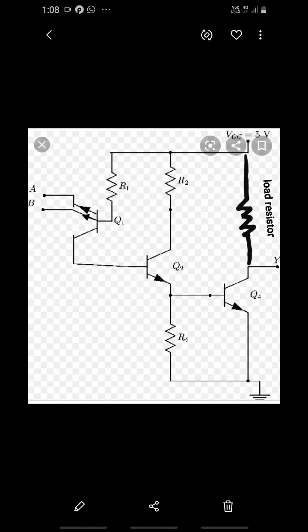Today I am explaining about the TTL NAND gate with the open collector. The circuit diagram of the TTL NAND gate with the open collector is shown in the figure. Details of the circuit: it contains three different transistors, Q1, Q2 and Q3. Each transistor has separate terminals like emitter, base, collector, and each transistor has a separate resistor.